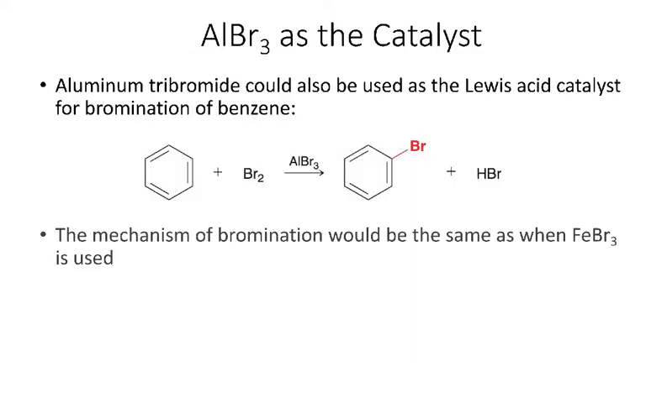All right, this is just a note on the catalyst. FeBr3 is not the only thing we can use. Aluminum bromide also works as a good catalyst, and the mechanism would be identical to the previous one. Essentially, just wherever you see the iron, replace it with an aluminum.